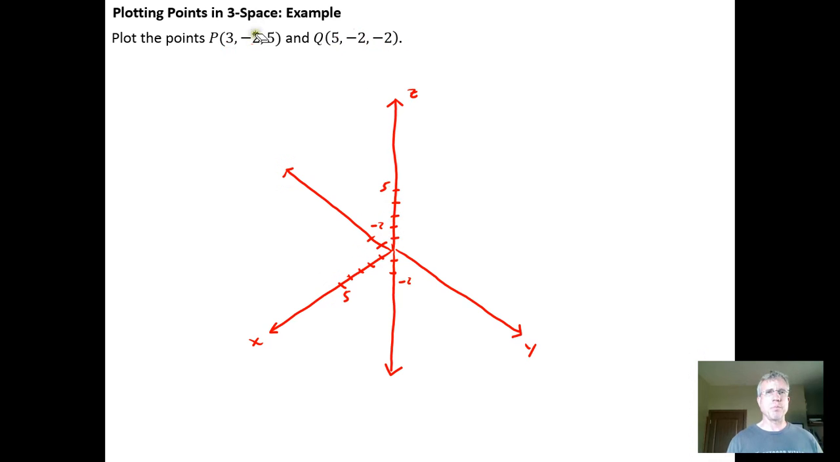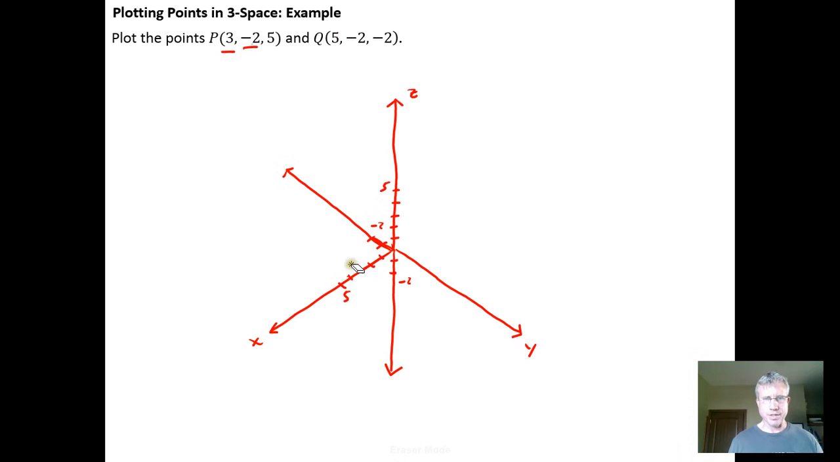So working with this point first, this is 3, negative 2, 5. On the x-axis, I'm going to go 3 units down the x-axis. So 1, 2, 3, I would go to here. And then in the y direction, we need to go negative 2 units. So starting at x equal to 3, I'm going to dash a line out, and I want to make that line parallel to the y-axis and the same distance it is from the origin to the negative 2.